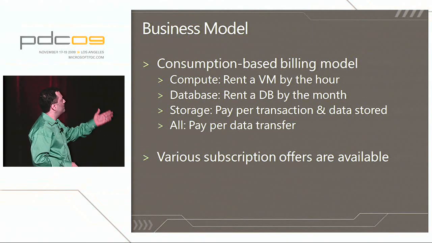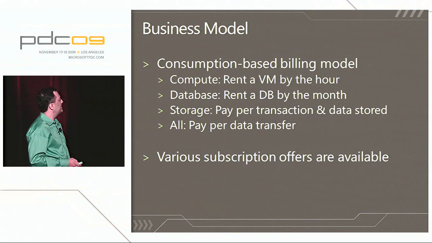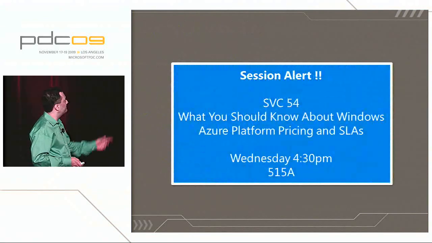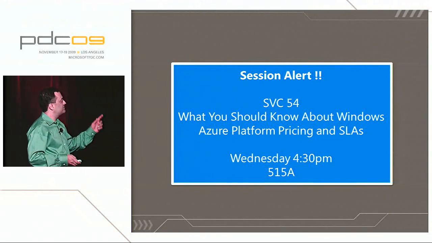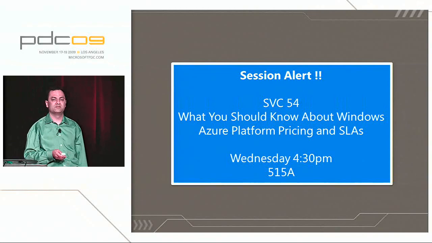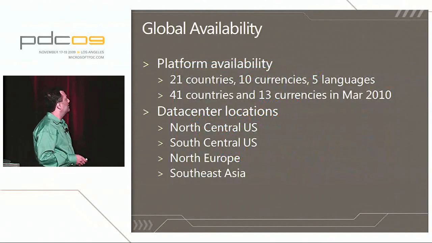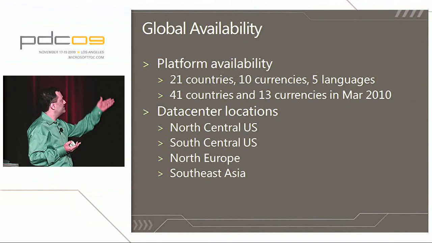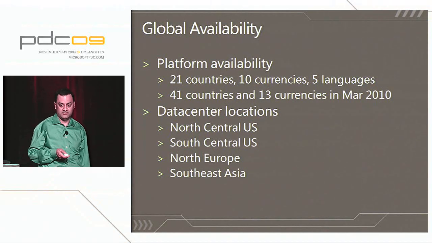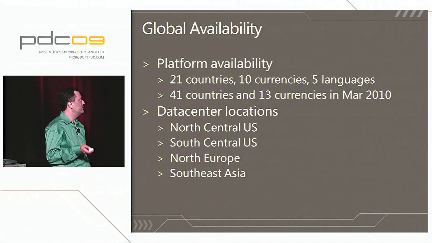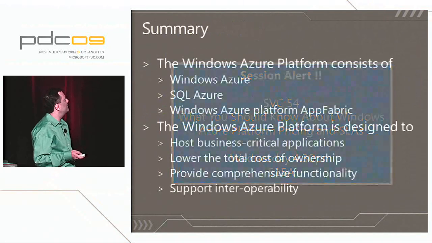The billing model, as you can expect, you pay for VMs and databases. There is actually a talk specifically on that. I'll come back to the previous slide, which is SVC 54. That'll give you all the details about how you pay for this thing. The platform is available in many countries in different languages, and there's data centers in the US and Europe and Asia that are available at the commercial launch, and you can choose which one you want to be on, right?